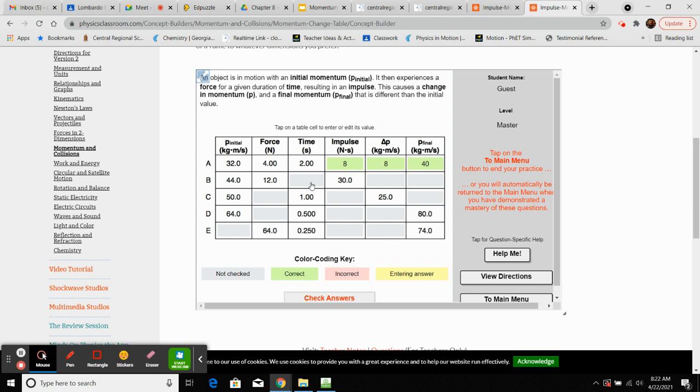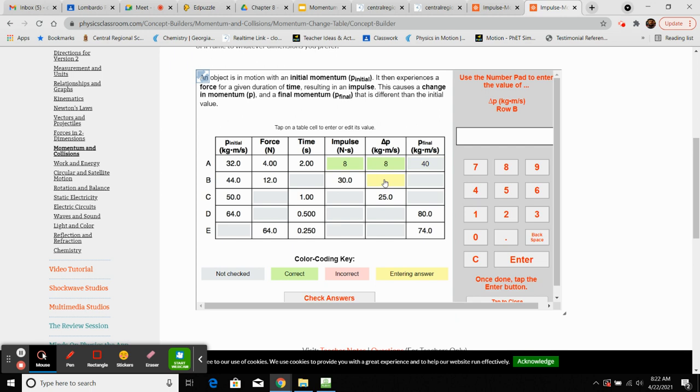Okay, what else do we got? Okay, here we go. So guys, they give us here an impulse and a force. So one, we definitely know what the change of momentum has to be. It's got to be 30. And we can also then figure out what our final is. If we were at 44 and we add 30, 44 plus 30, 74. But how do I find time?